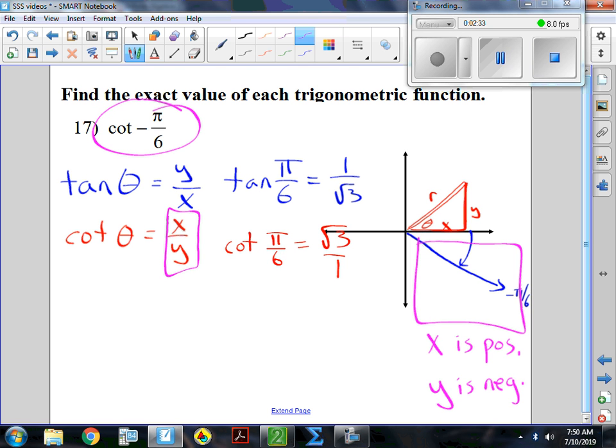So if one is positive and one is negative, that means x over y is going to be a positive over a negative, which simplifies to a negative number. So cotangent of negative pi over 6 is equal to negative square root 3.